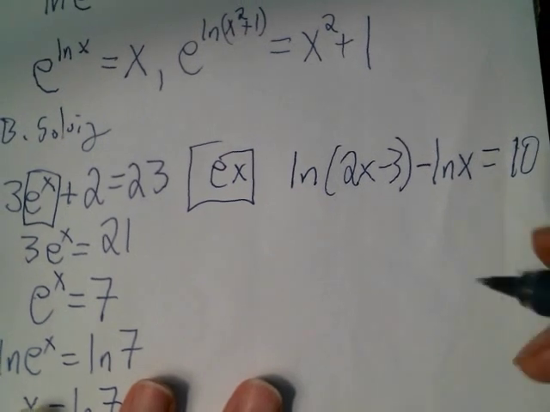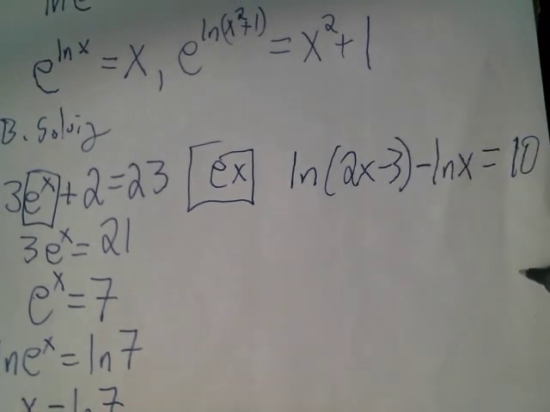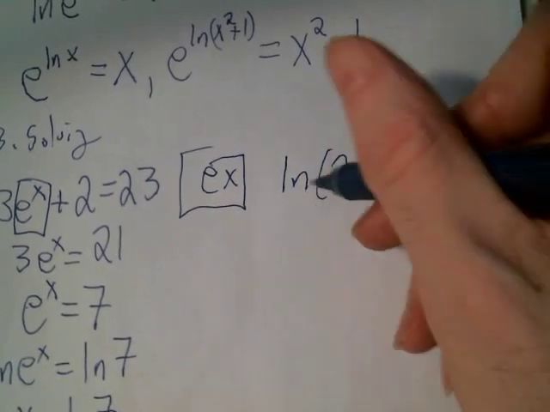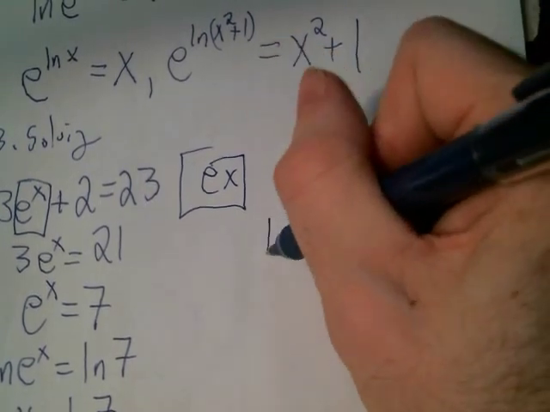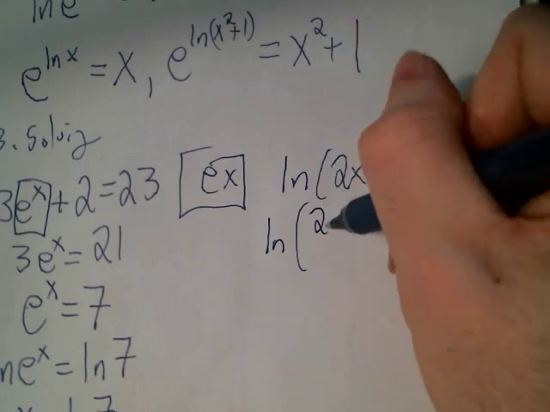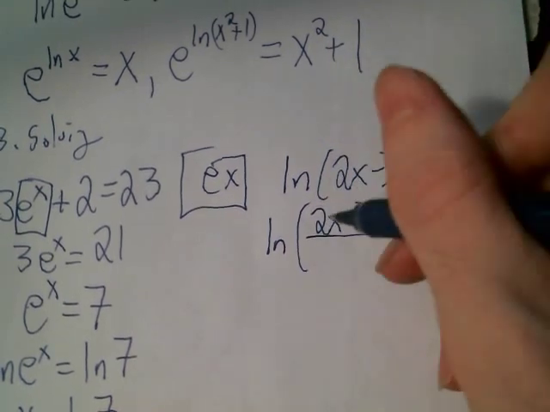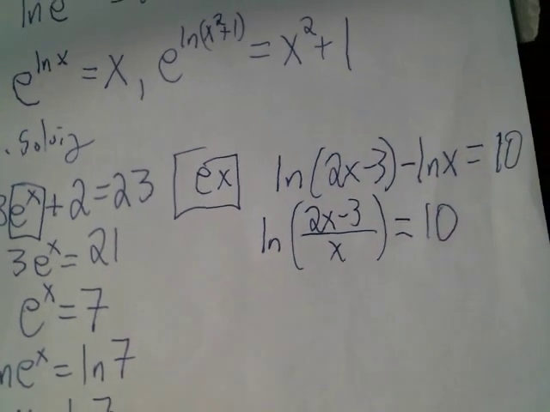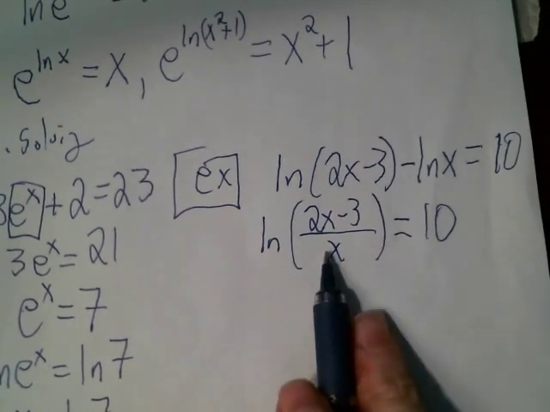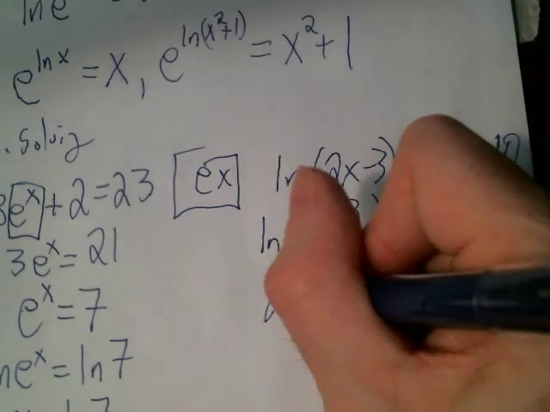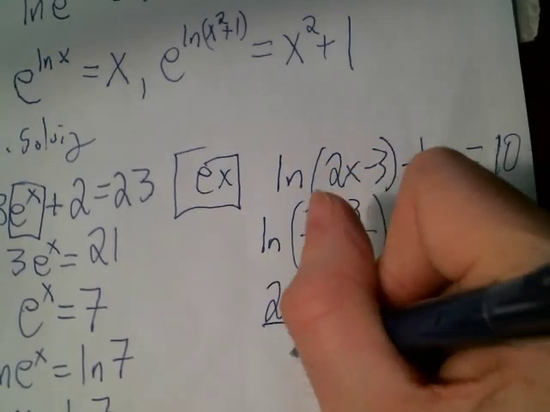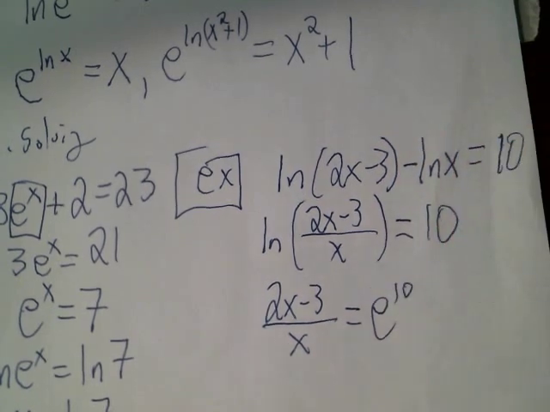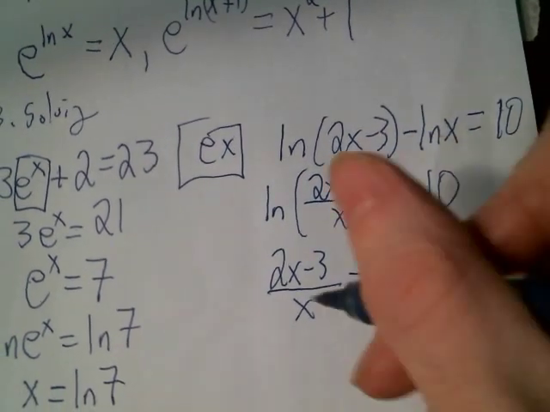So in this case, you want to take advantage of the definition of the natural log. So first I'll do quotient rule. So ln of 2x minus 3 all over x. And then on the other side I have 10. So using the definition, it's e to the 10 equals all this mess. So 2x minus 3 all over x equals e to the 10. And then we could solve for x.